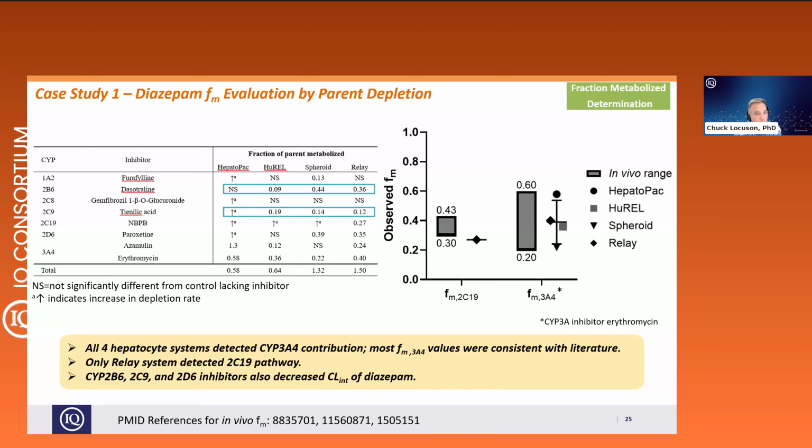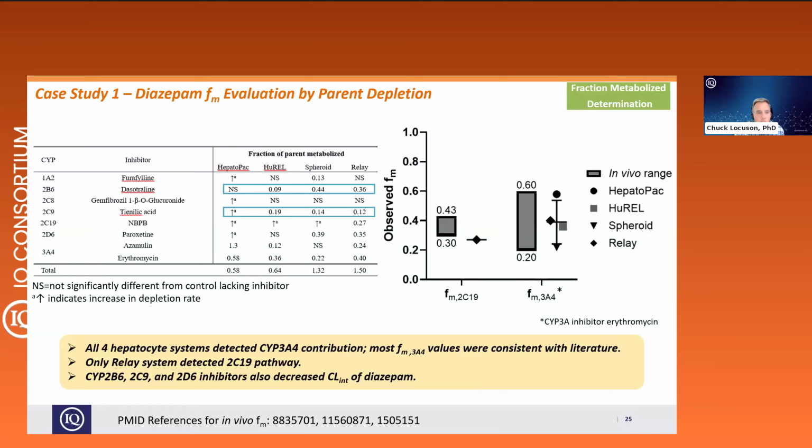So these same numbers now in this table, focusing on 2C19 and 3A4, were replotted into the figure on the right. And so you can see that we're comparing now these FM values to the known in vivo FM values. And those known values were taken from both DDI studies and 2C19 poor metabolizer studies. And so where our systems were able to allow us to calculate FM, it appears that our values did agree with the in vivo data. Although in the case of 3A4, you can see that that range is rather broad. Next slide.